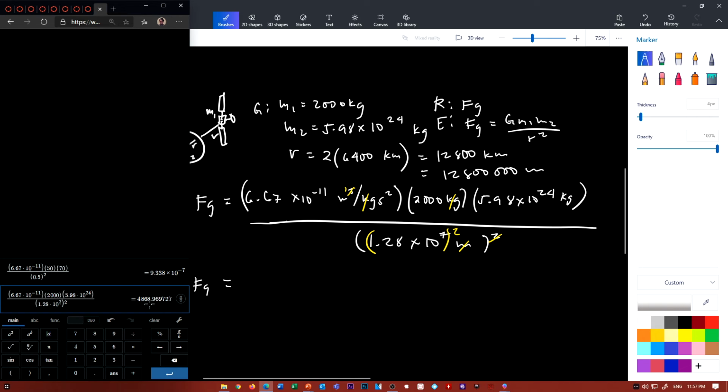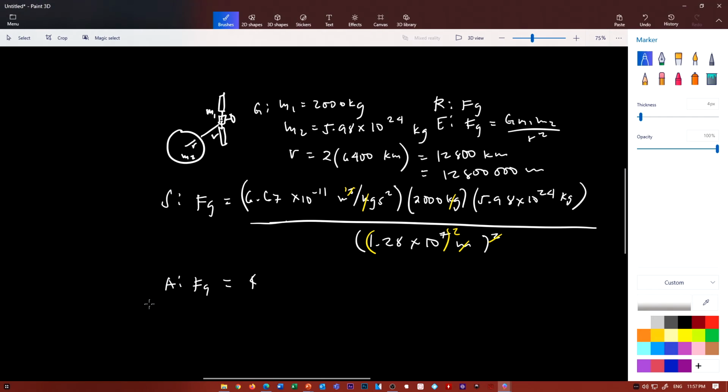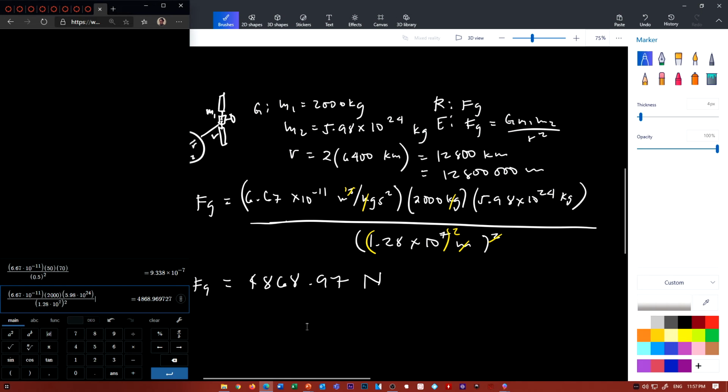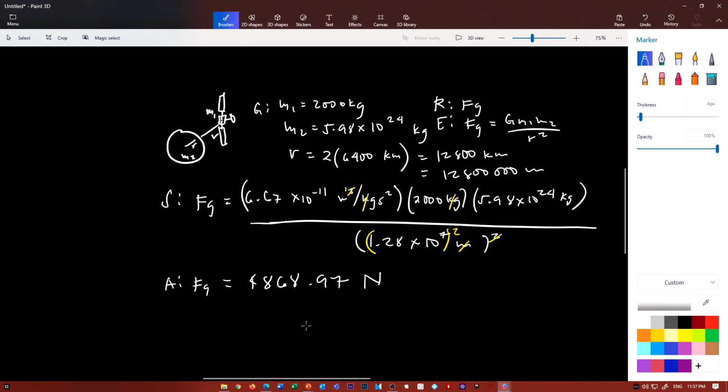So the gravitational force felt by your satellite is 4,868.97. Correct? Of course, our unit is in meters. Let's check that again. 4,868.97. There. So you can just box that one.